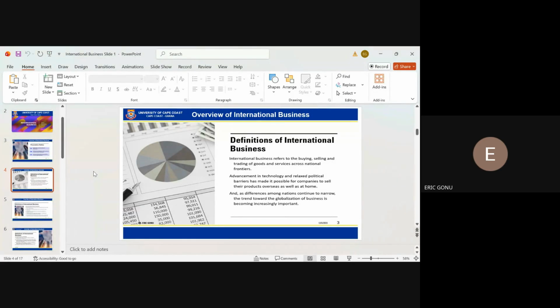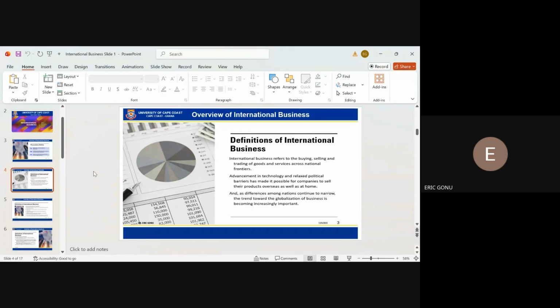And some years back, even here in Ghana, some churches were banned from operating because some would use the name of humanitarian aid to smuggle arms into different countries. So there are some political barriers that affect this, but now most of them have been relaxed. And the differences among nations continue to narrow.